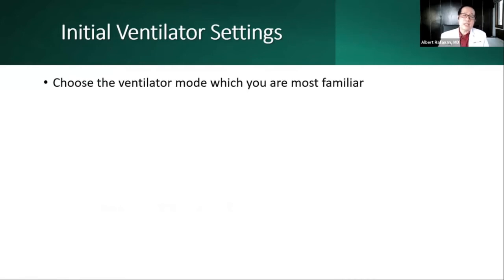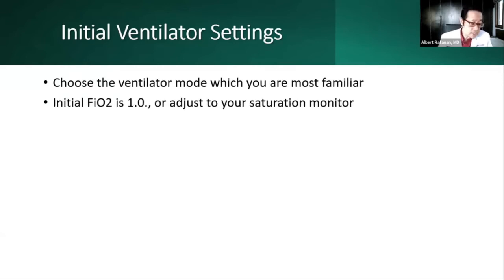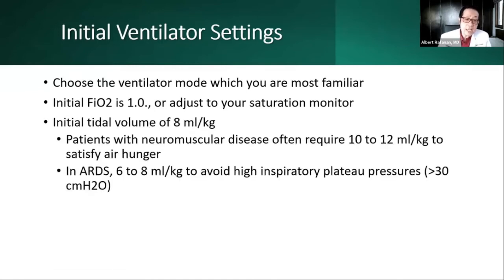Initial ventilator settings. So we talked about the different modes of ventilator. Let us look at practical approaches on what to do for the ventilator. So we choose the ventilator mode which we are most familiar with. Okay, that's the first thing we rule. The initial FiO2 is usually 100%, or we adjust to our saturation monitor. The initial tidal volume usually is set at 8 ml per kilogram. In patients with neuromuscular disease, sometimes they require 10 to 12 ml per kilogram because of air hunger. Okay, they feel that they need more breath.